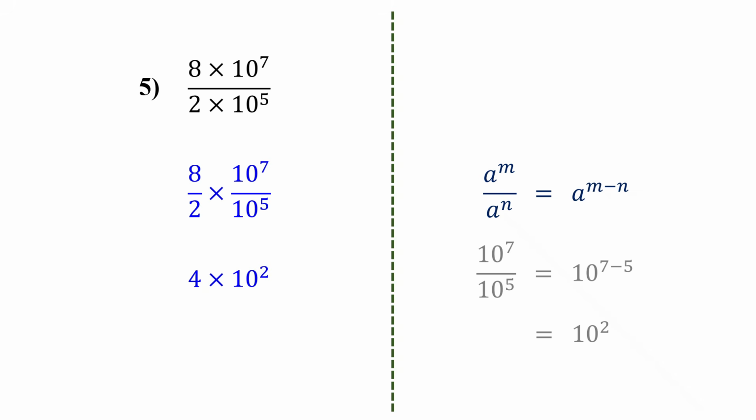Finally, just like we did with multiplication, we need to check the number part. 4 is between 1 and 10. So this is already in proper scientific notation, and it's our final answer. To write that in standard form, start with 4 and move the decimal point 2 places to the right. That gives us 400.